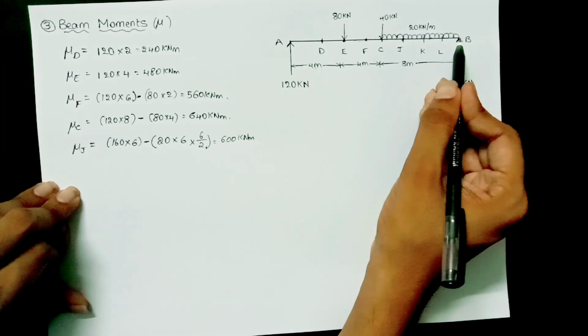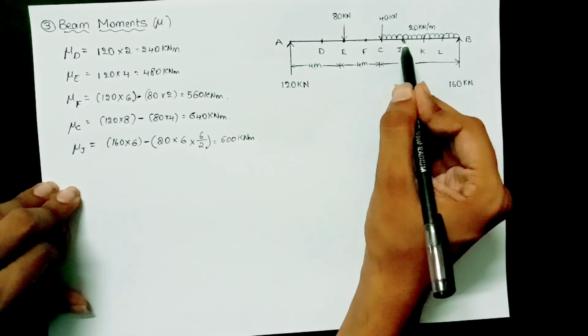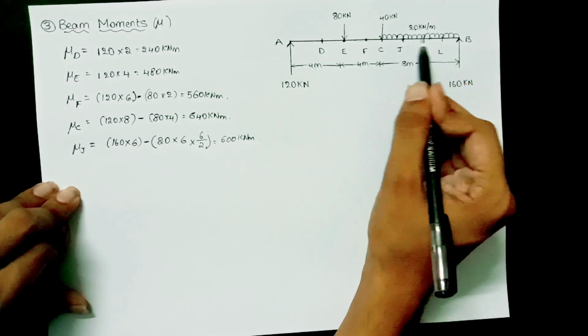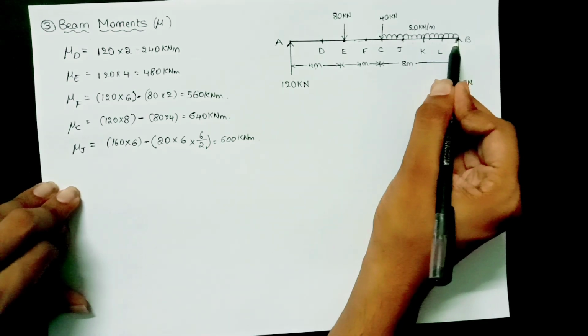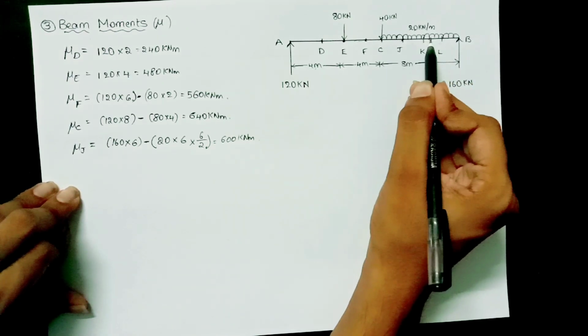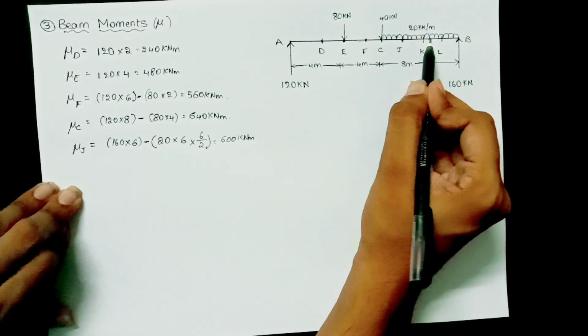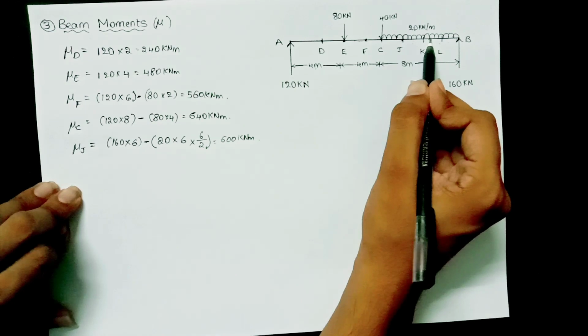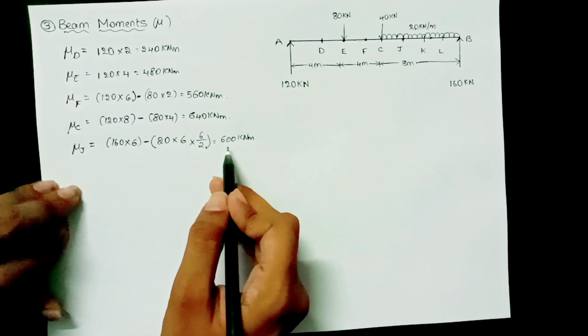Okay. Now for UDL, load intensity into length of UDL. So length of UDL is 6 meters, this span. Okay. Length of UDL is 6 meters and point to center of UDL it is 6 by 2. If total length of UDL is 6 meters, then center point of UDL will be 6 by 2 and it is obtained as 600 kilonewton meter.